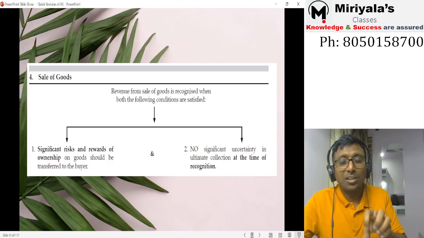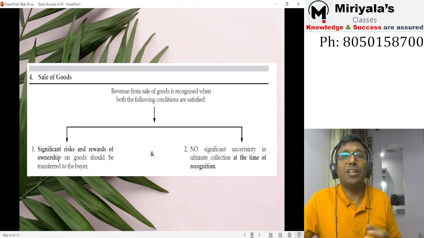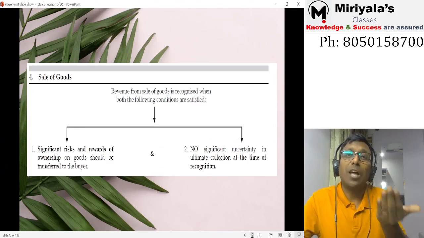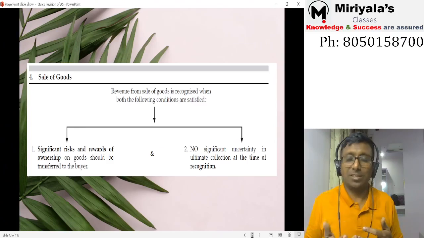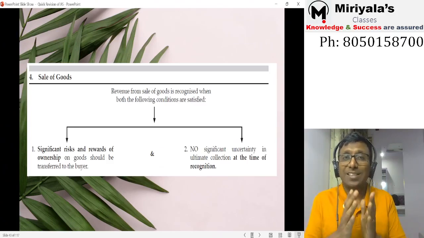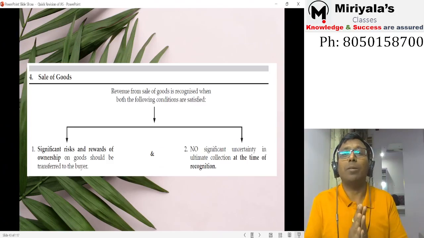Sometimes significant risks and rewards will be transferred before the delivery. Sometimes it will be transferred even after the delivery, because you know, in sale on approval basis, goods will be given first, but risks and rewards will be transferred after acceptance by the customer. So when the risks and rewards are transferred, that is more and more important.